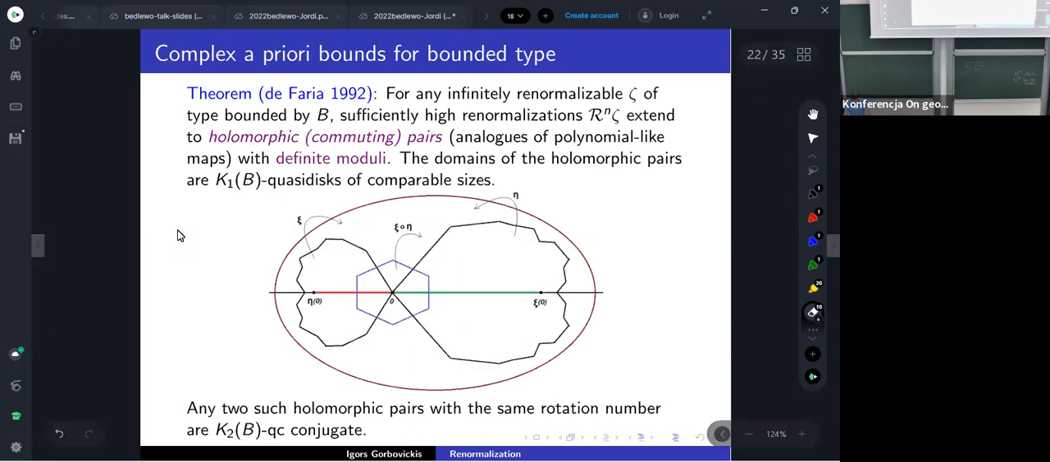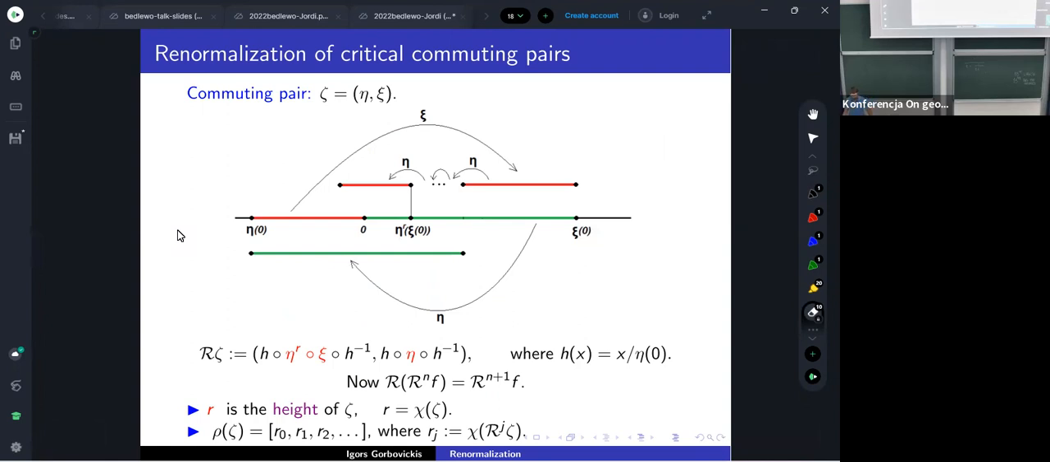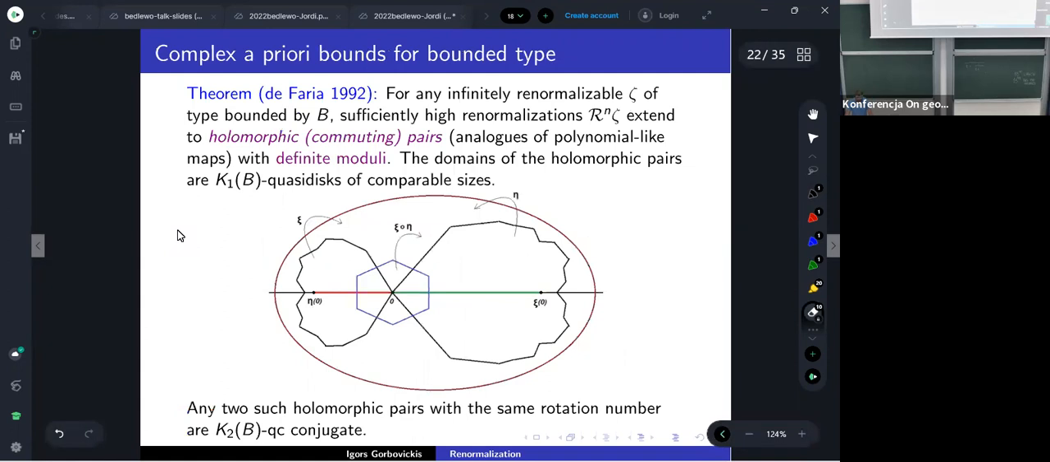And okay, so now that we know how we renormalize commuting pairs, I'll say a few words about how the attractor is constructed. So the first step is the so-called complex a priori bounds. So again, I state everything in bounded type. In bounded type, complex a priori bounds for unicritical circle maps were obtained by De Faria, I think in his thesis. And the general idea and the general structure of this construction follows a similar one for renormalizations of unimodal maps.